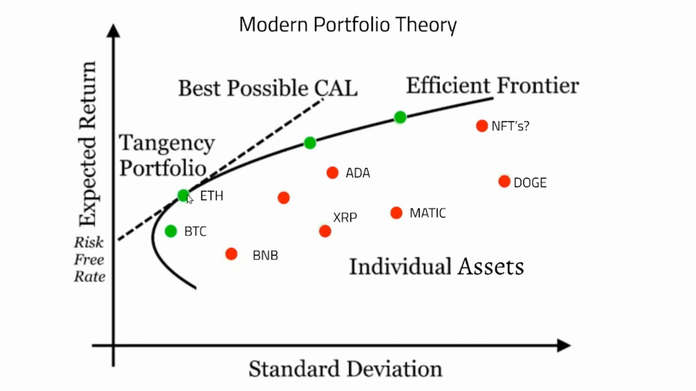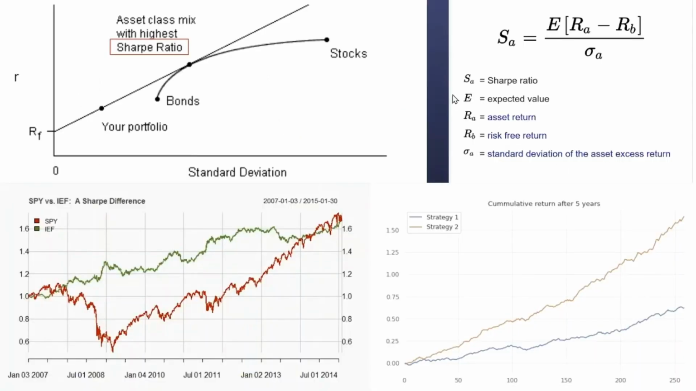Now you might be asking yourself, Adam, I don't understand. What is a Sharpe ratio? Well, I'm about to tell you. The tangential portfolio has the highest Sharpe ratio, and it's calculated from this formula here. It's essentially returns minus the cash rate over the variability. You want the maximum amount of returns for the minimum amount of variability possible.